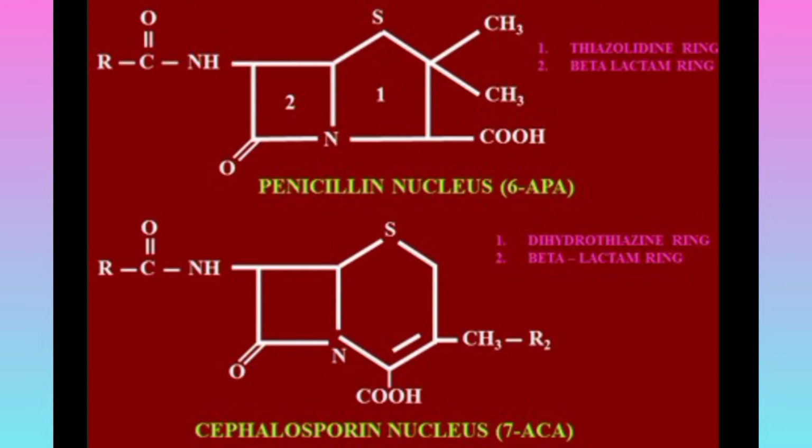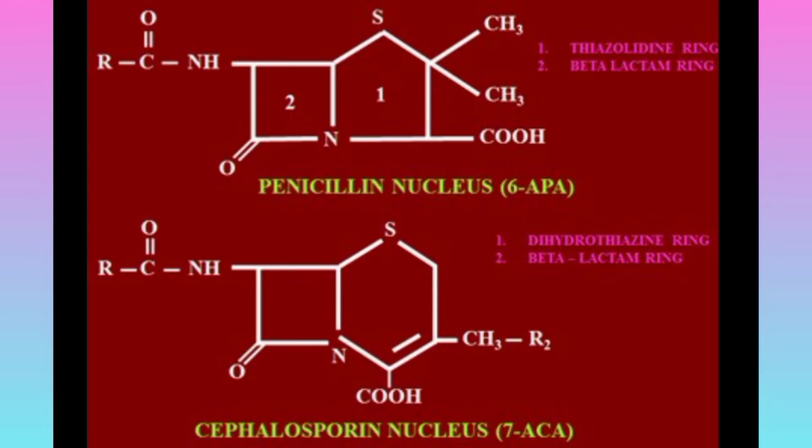Earlier on we saw the pharmacology of penicillins. Today we are going to look at the second class of drugs, the cephalosporins, which are closely related to penicillins in their structure. The difference comes from the ring that attaches on the beta-lactam ring. These two drugs have a common factor, that is the beta-lactam ring.